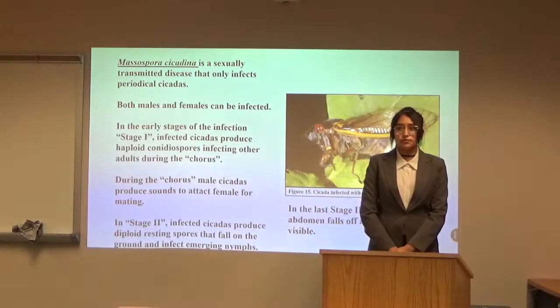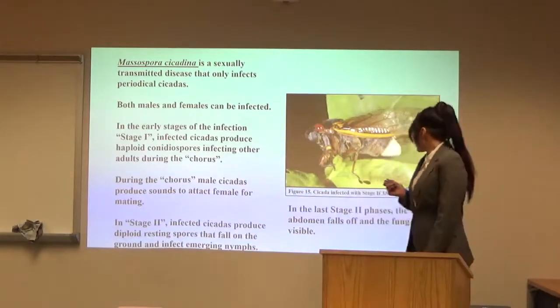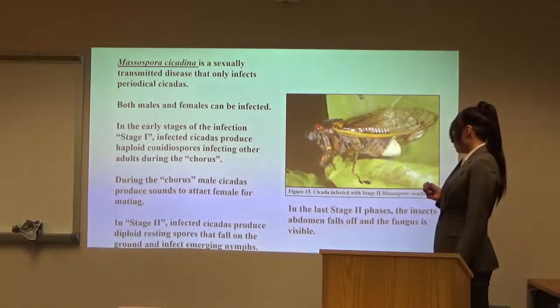In stage 2, infected cicadas will produce diploid resting spores that will fall into the ground and will eventually infect emerging nymphs. In later stage 2 phases, the fungus will be visible as the insect's abdomen has fallen off. Figure 15 illustrates stage 2 of Massospora Cicadina in an infected cicada.